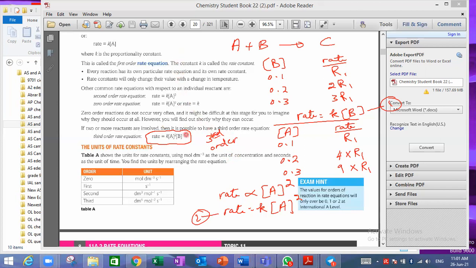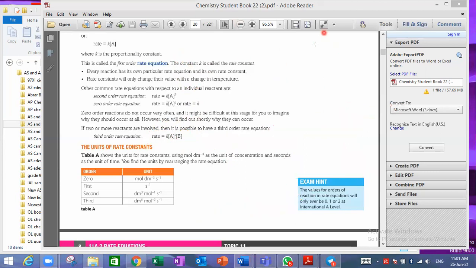Of course, we are going to see how we make these experiments and how we get this rate equation. But here at the beginning, we want to know what a rate equation is. Do you have any questions? No. Okay.